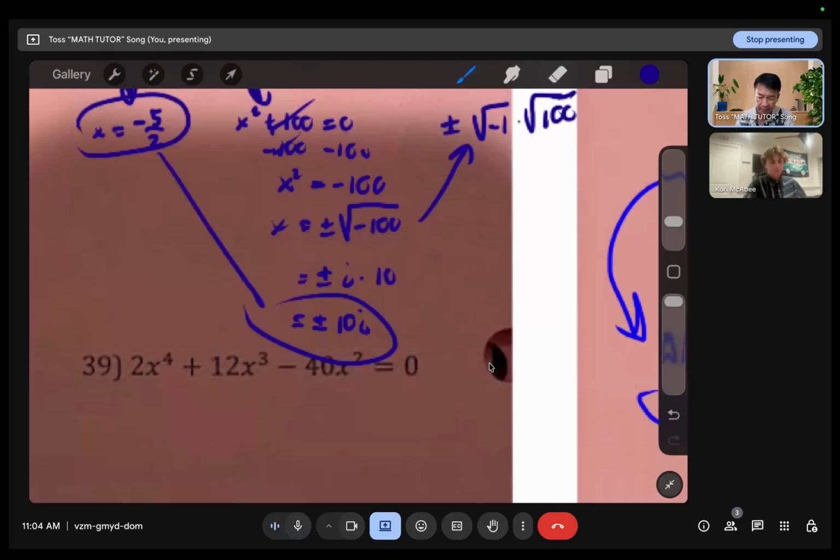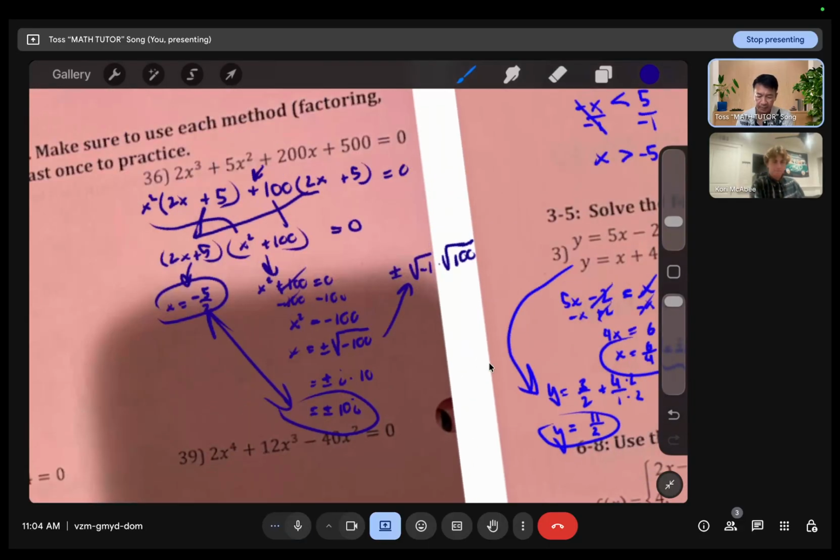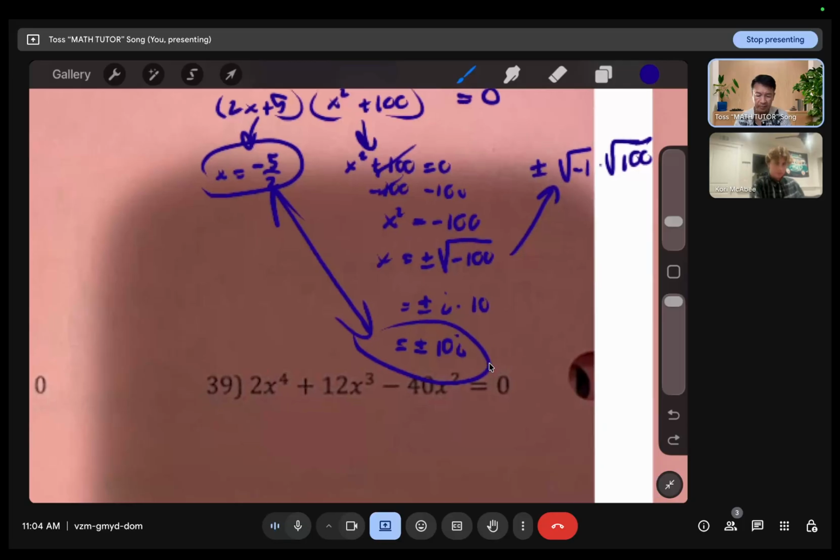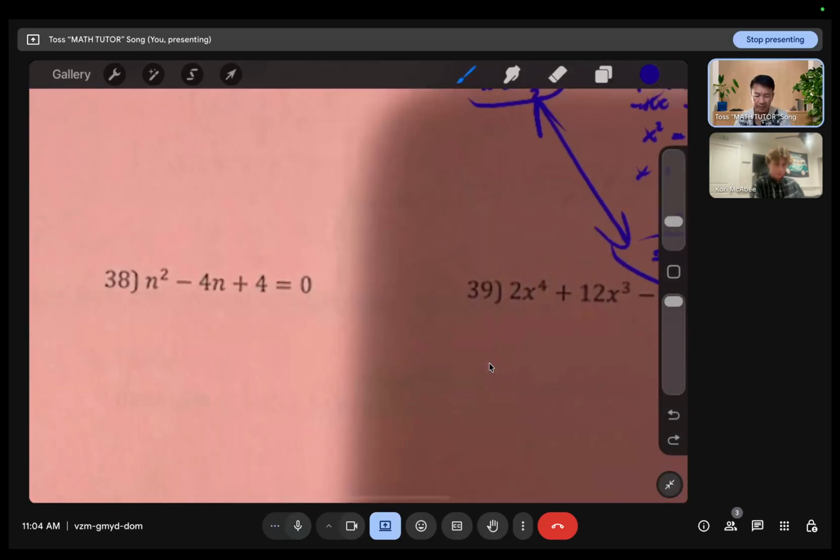Circle all three. Okay, they're all three answers here, because you have a third power equation. That's why you have three answers. But it happens that two are complex or imaginary. Okay, continue.